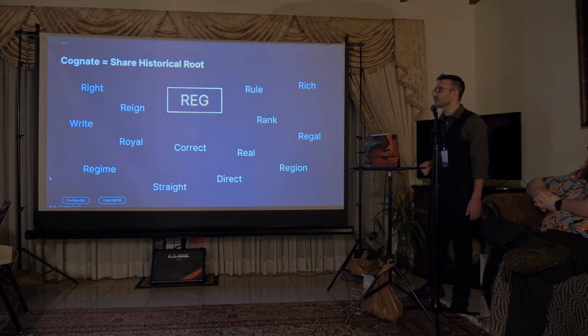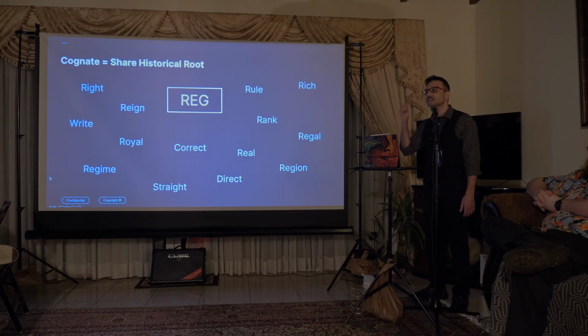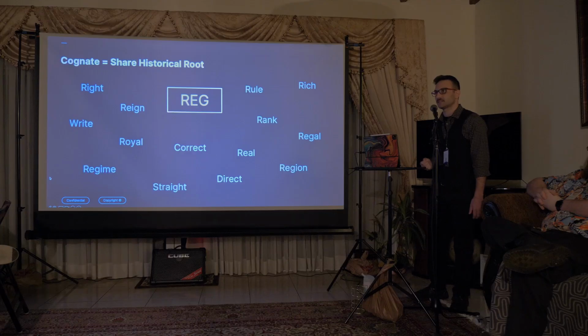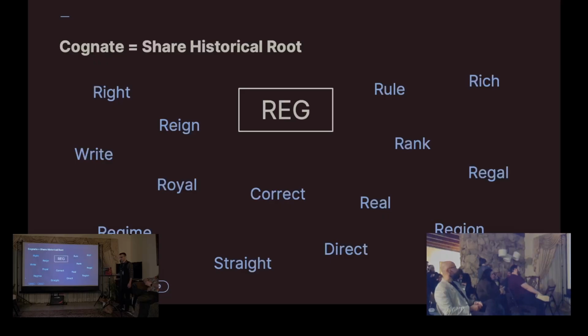And one thing you might not have noticed is how many of these words have G's that you don't even pronounce. Right, reign, straight, all have G's in them, and yet you can see now that they're connected with other words why that G is there, because it's a historical artifact, an archaeological remnant in a linguistic sense.